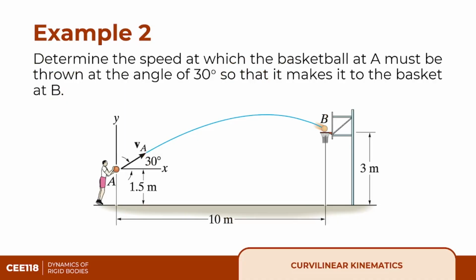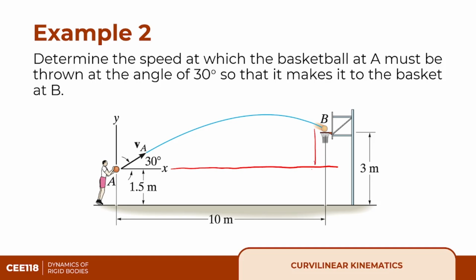Okay, so for problem number 2, determine the speed at which the basketball at A must be thrown at the angle of 30 degrees so that it makes it to the basket at point B. So for this problem, again, as we can see, if this is your reference point, that is the reference from where the ball is launched. The ball from the reference line is above, so that is positive.